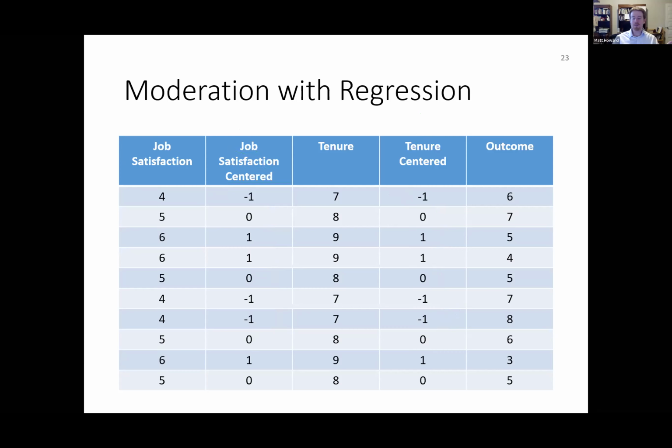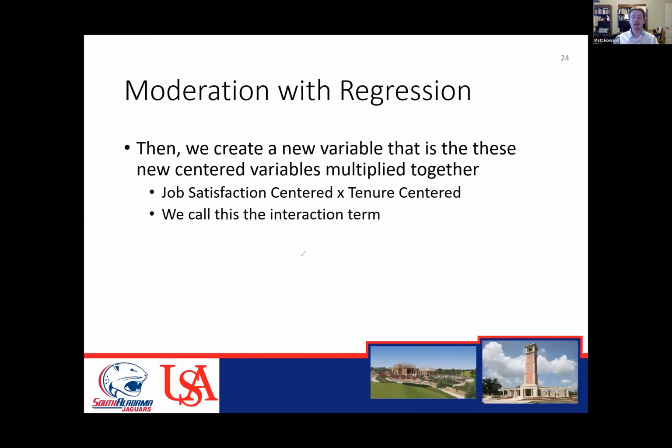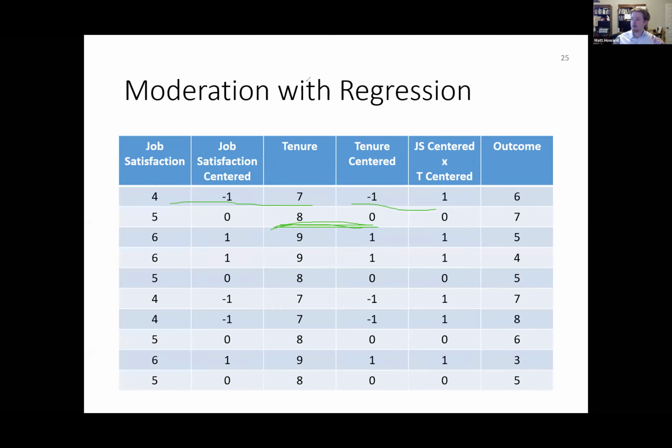Okay. So with these mean-centered variables created, we now need to create a new variable, a third variable, that's the new mean-centered variables multiplied together. So it's a job satisfaction-centered times tenure-centered. And we call this the interaction term. So in our new data set, we would have something that looks like this, where we have a new column. We call it something like JS-centered times T-centered. And it's simply our job satisfaction centered times our tenure centered.